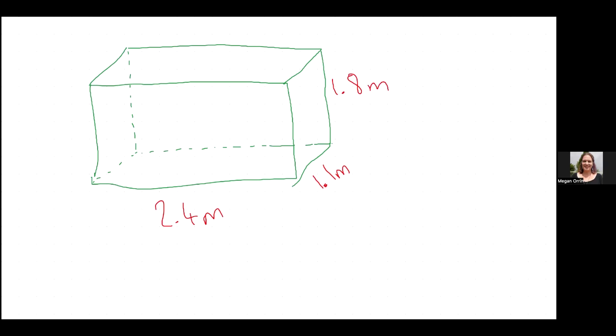So I am also going to label corners. So this is going to be A, B, C, D, E, F, G, and H. Let's pick another color.